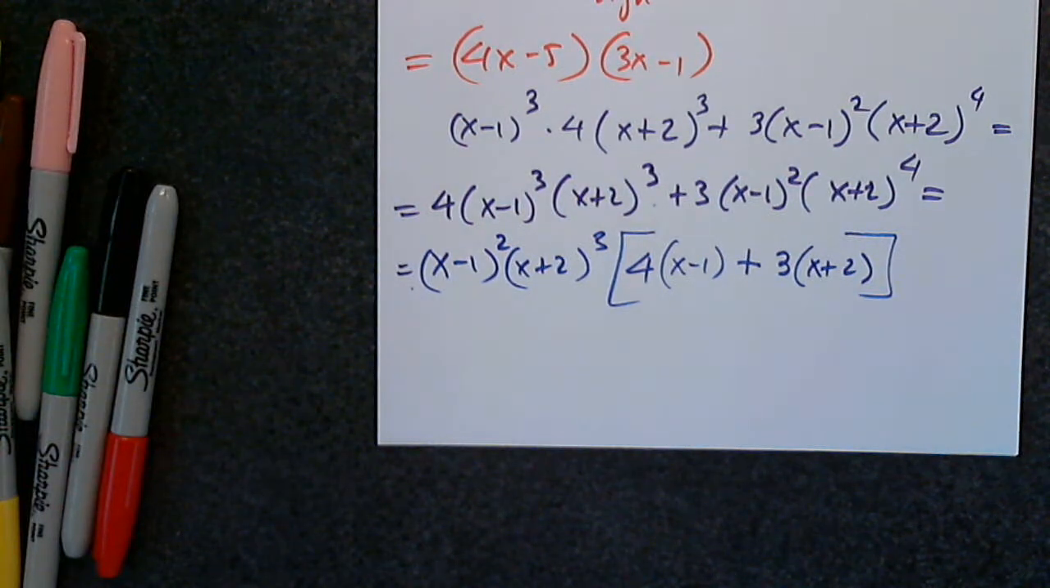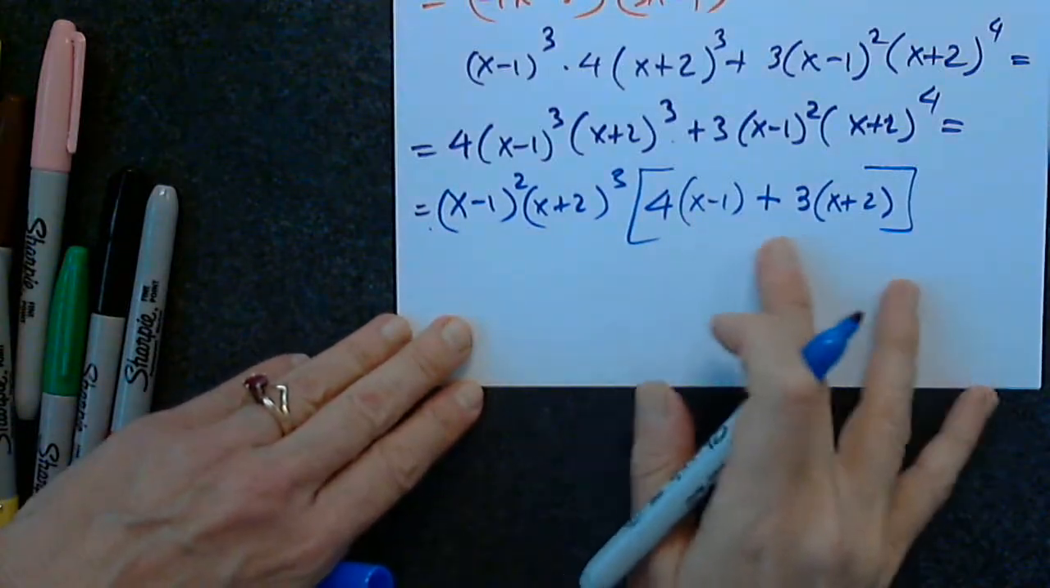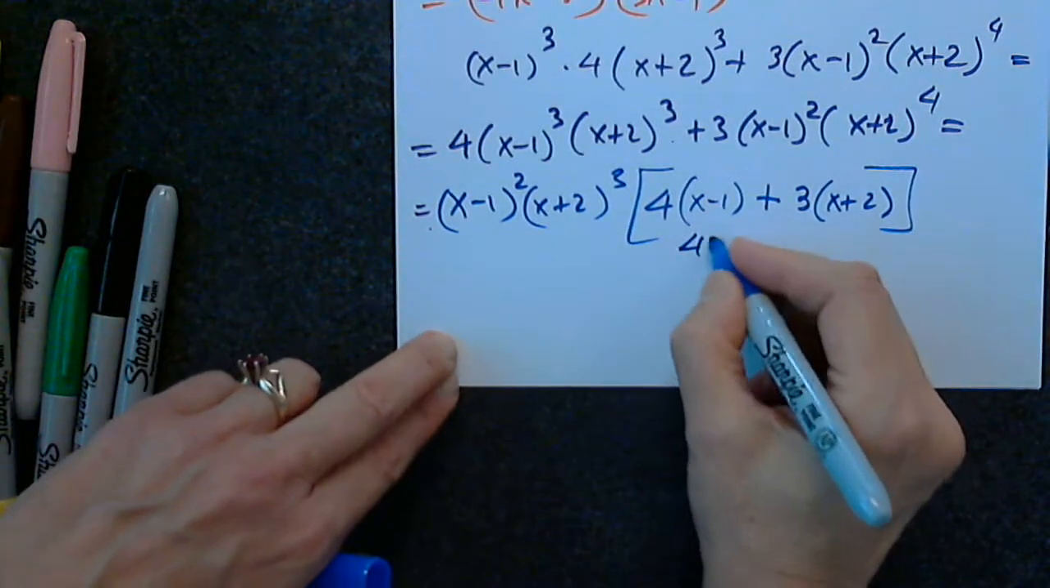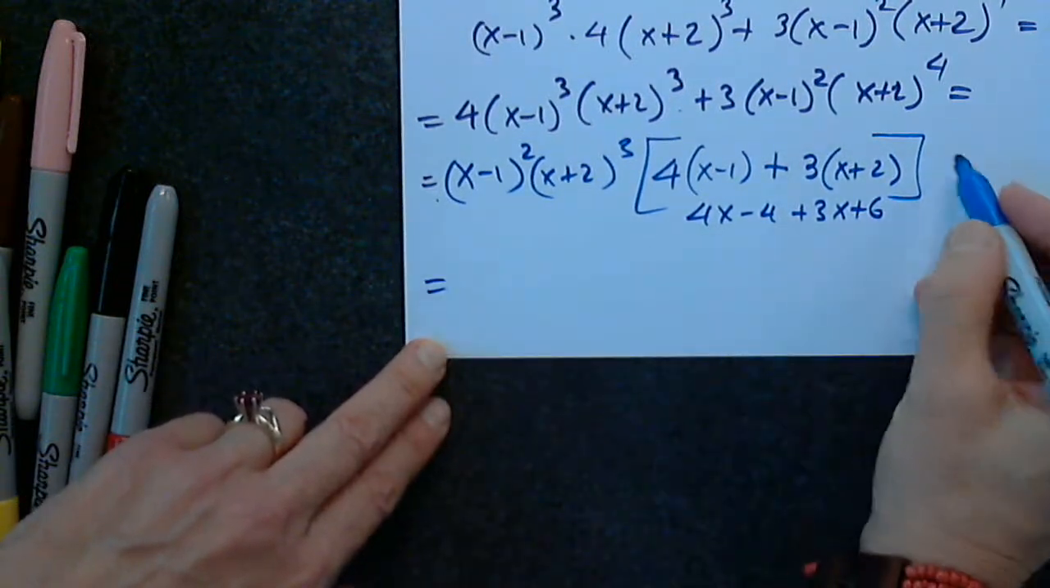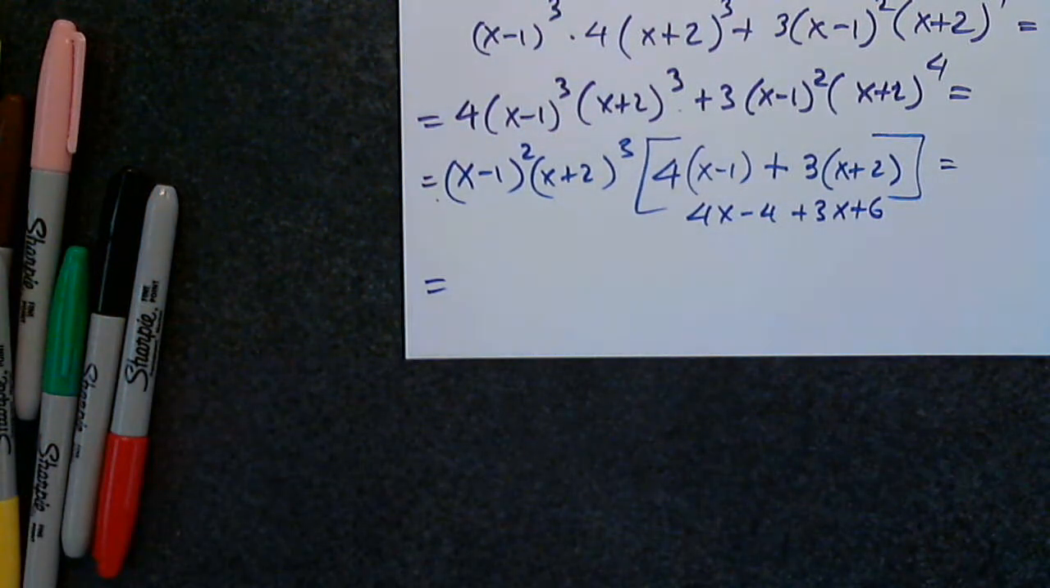Is it a yes? Everyone? Yes? Danielle? Yes? Good. Okay, so I'm going to just write it here in brackets and then put it in. So this is 4x minus 4 plus 3x plus 6. So now can anyone give us the final simplified form?